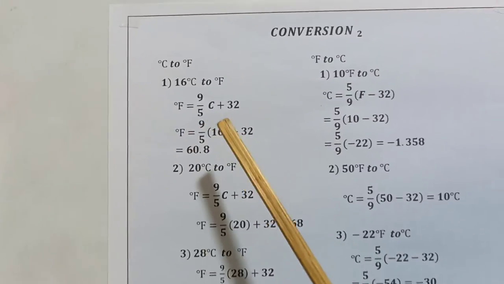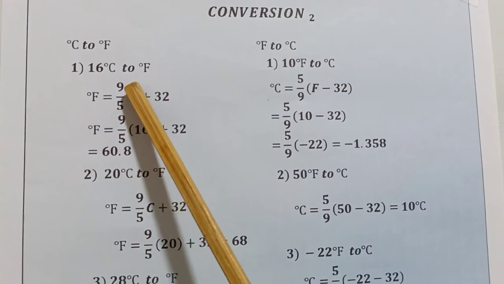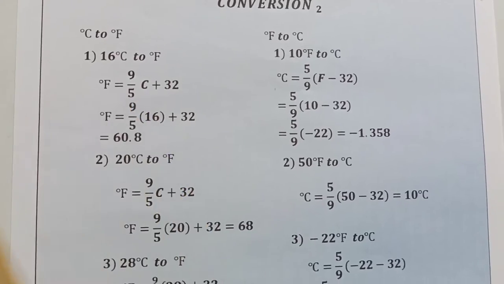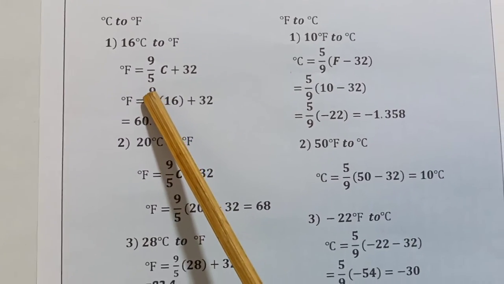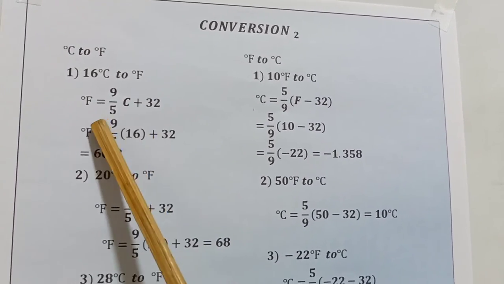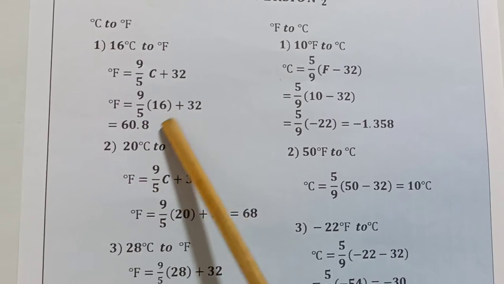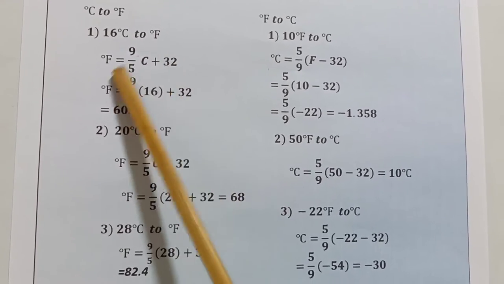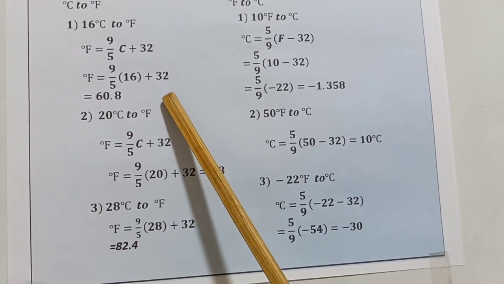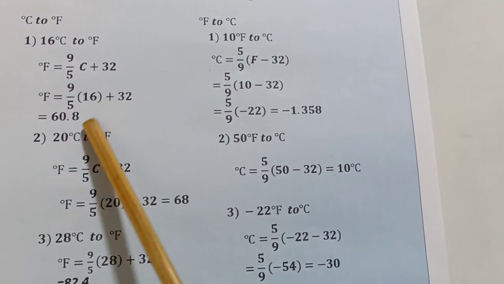Now, we are given 16 degrees centigrade, and we would like to convert it to Fahrenheit. We are going to use the formulas that we have derived: F is equal to 9 over 5 times C plus 32. We just substitute 16 for C, the centigrade degrees. So we have 9 over 5 times 16 plus 32. Simplifying that, we're going to get 60.8 degrees Fahrenheit.